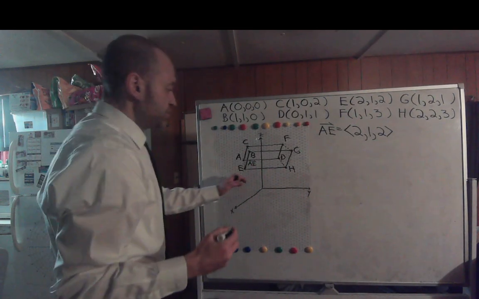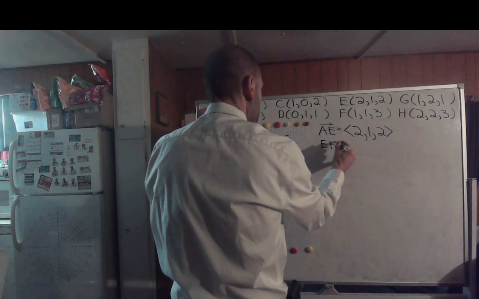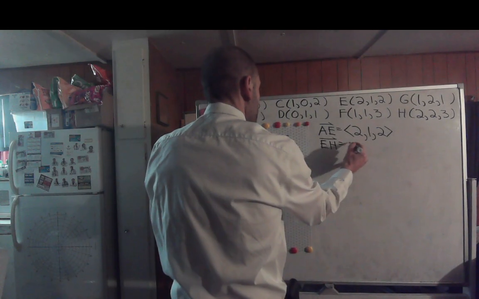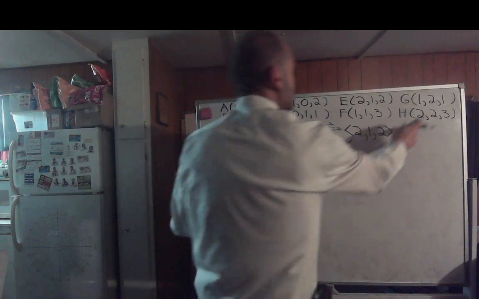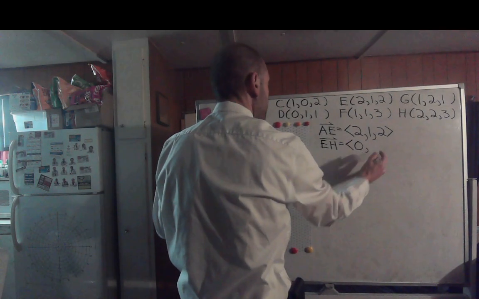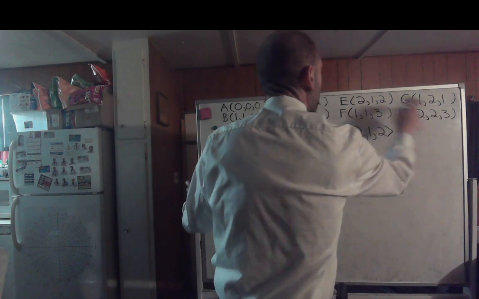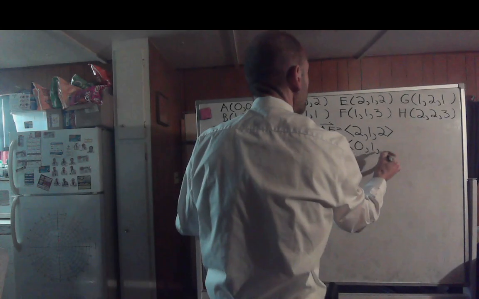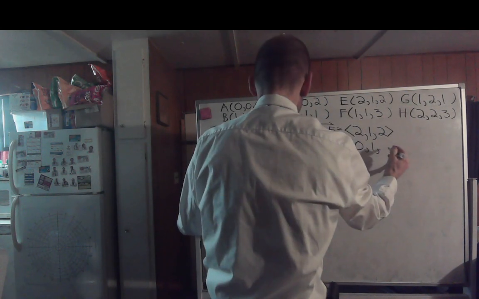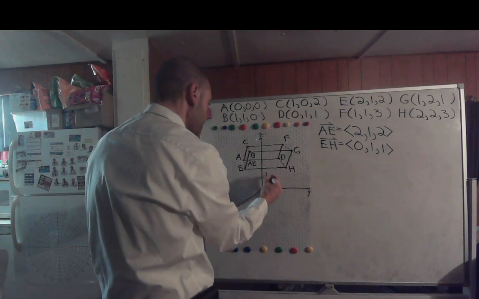Now we should probably do the length of the base, so we'll pick EH. So EH, let's see. If I take 2 minus 2, I get 0. If I take 2 minus 1, I get 1. And if I take 3 minus 2, I end up getting 1. So there's EH right here.